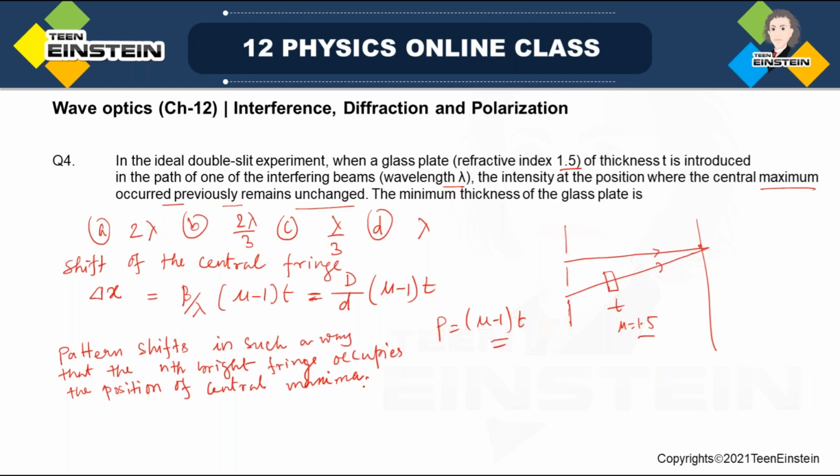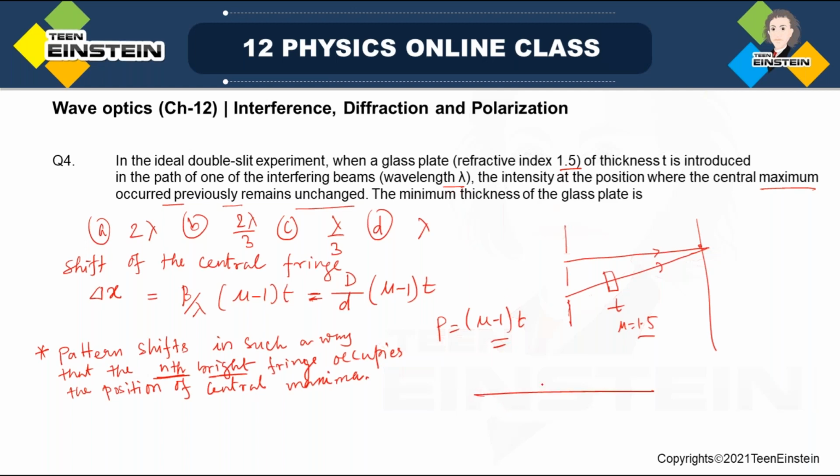The pattern will shift in such a way that the central maxima and the nth bright fringe will be at the same position. In other words, the pattern shifts in such a way that the nth bright fringe occupies the central position, the position of the central maxima.